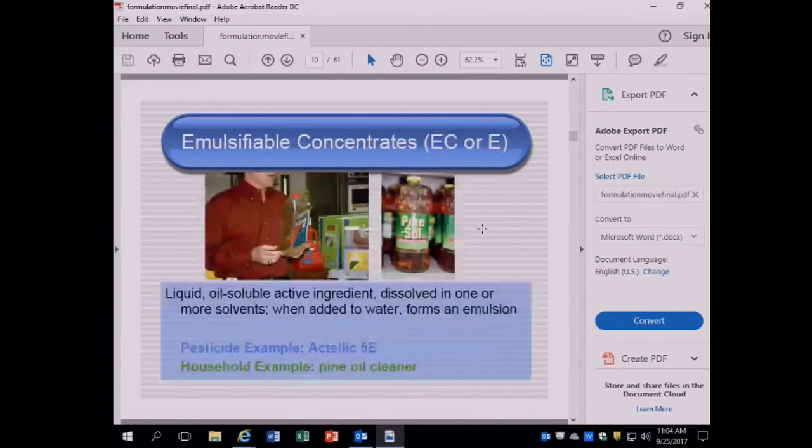Emulsifiable concentrates are listed as ECs or E's, as these abbreviations. And that's a liquid, oil-soluble active ingredient dissolved in one or more solvents. And when added to water, it forms an emulsion. An example of a household example that you would be familiar with would be something like pine oil cleaner, okay?